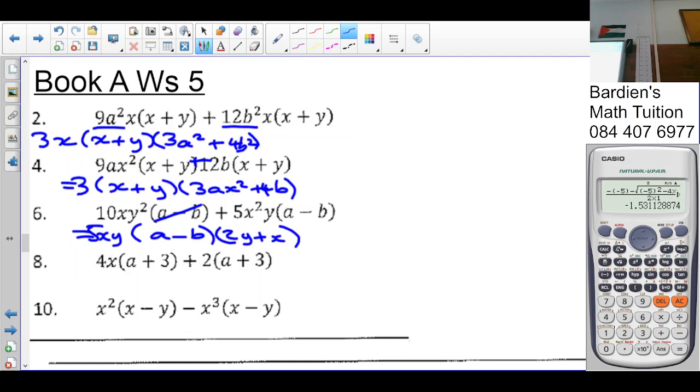Right, next. What is common? A plus 3. I take a plus 3 out, what am I left with? 4x plus 2. Then what is common? 2. Then I'm left with 2x plus.